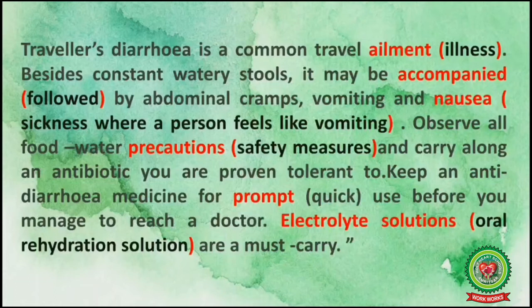Now students, write down the meanings. Ailment, illness. Accompanied, followed. Nausea, sickness where a person feels like vomiting. Precautions, safety measures. Prompt, quick. Electrolyte solutions, oral rehydration solutions. Here students, the author says that travelers often suffer from diarrhea, abdominal cramps, vomiting and nausea.